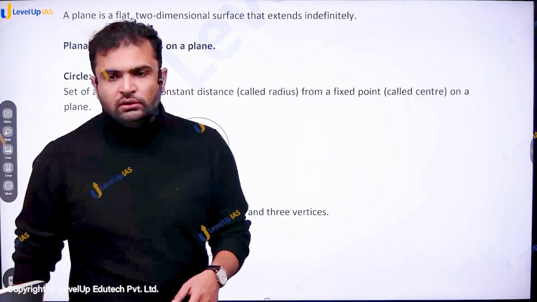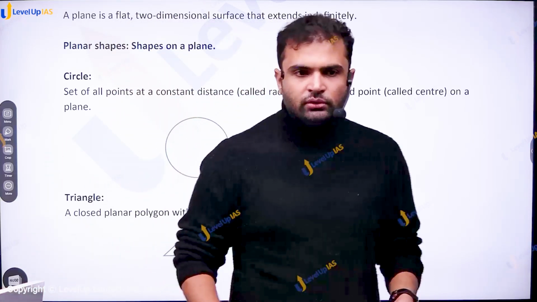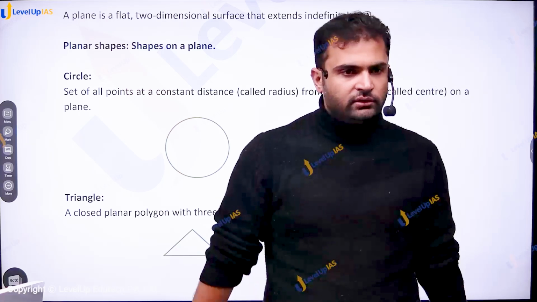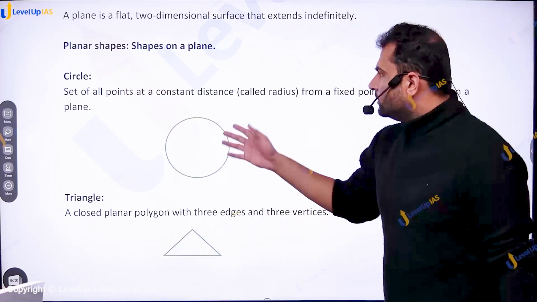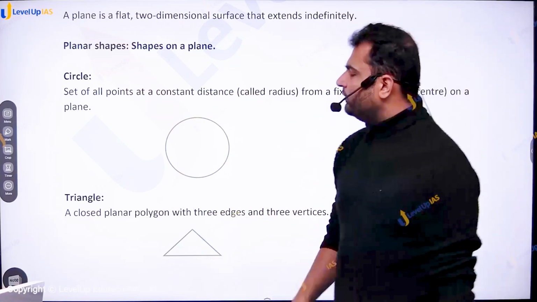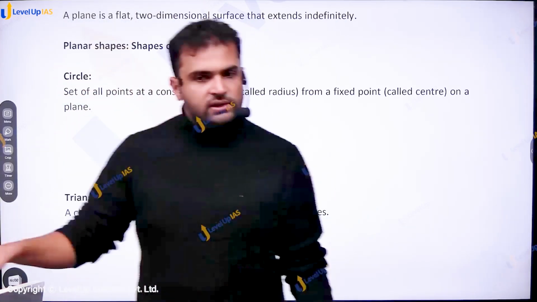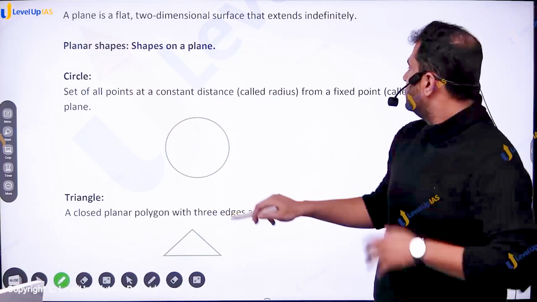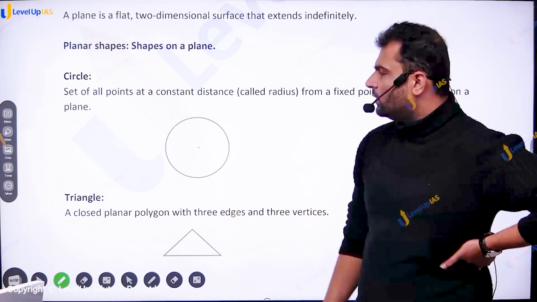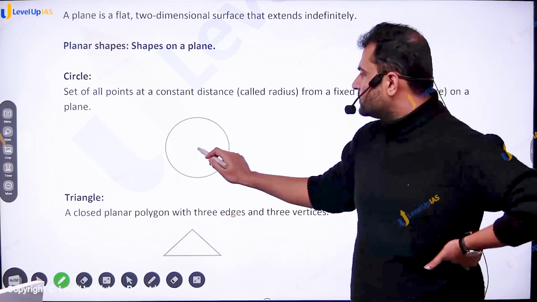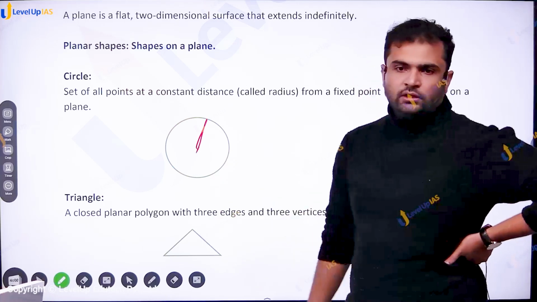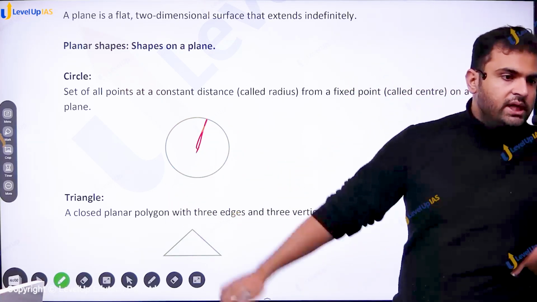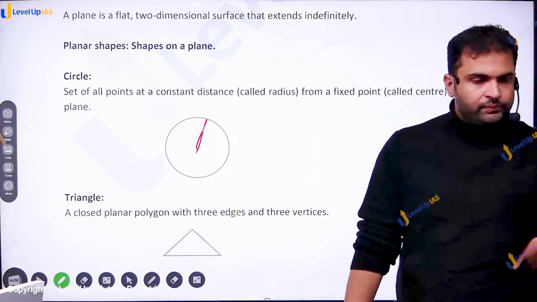In schools, you were asked to use your protractors to draw a circle, right? Remember? So that is what circle is. We are having all the points that are at constant distance from a fixed point. Fixed point called a center of circle. Constant distance is called radius of circle. All these points are at a constant distance of radius from this center of circle. Okay? Fine.